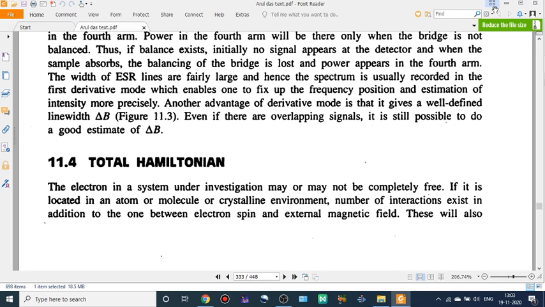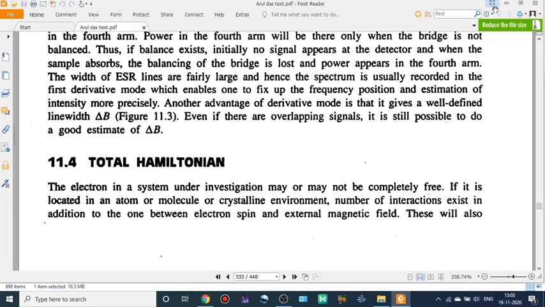As a summary, we can say in ESR only paramagnetic electrons are used. So ESR is also known as EPR, that is electron paramagnetic resonance. That is, paramagnetic systems have unpaired electrons. There is no chance of self cancellation of the magnetic field. Okay.